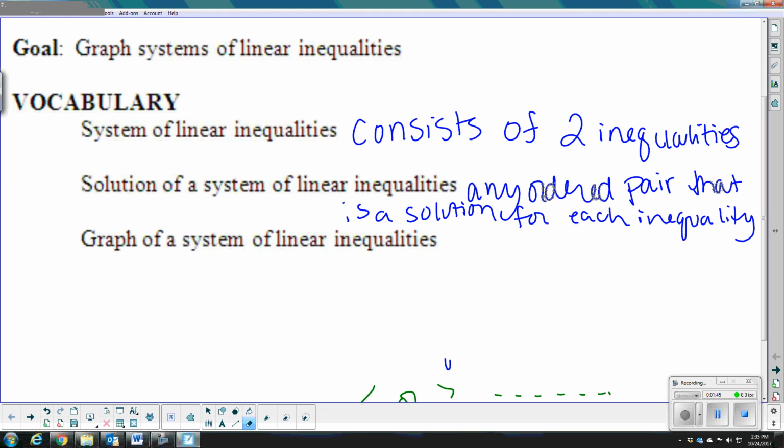All right, and then the last vocab term or group of terms is graph of a system of linear inequalities. And that's the graph of all solutions in the whole system, whether you have 2 inequalities or 10 or 20 inequalities. So the graph of the system of linear inequalities is the graph of all of the solutions.